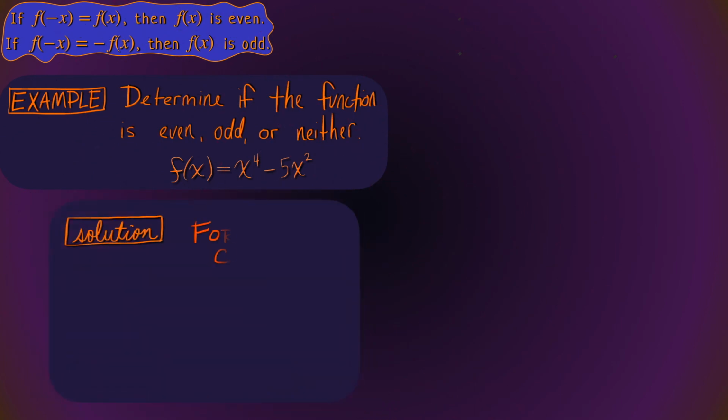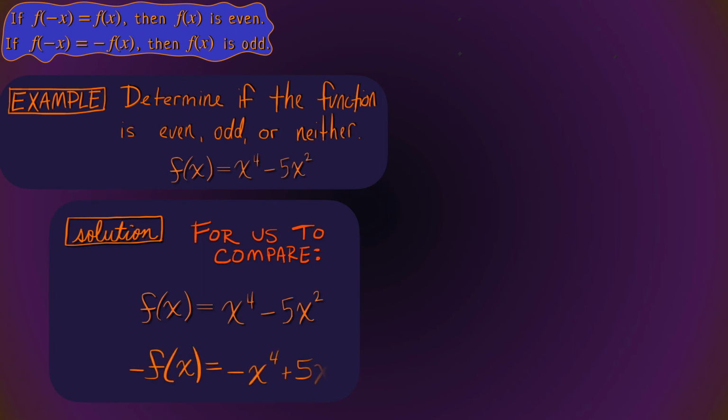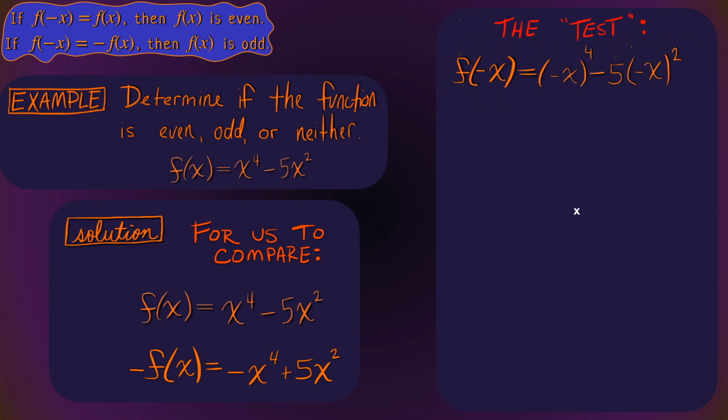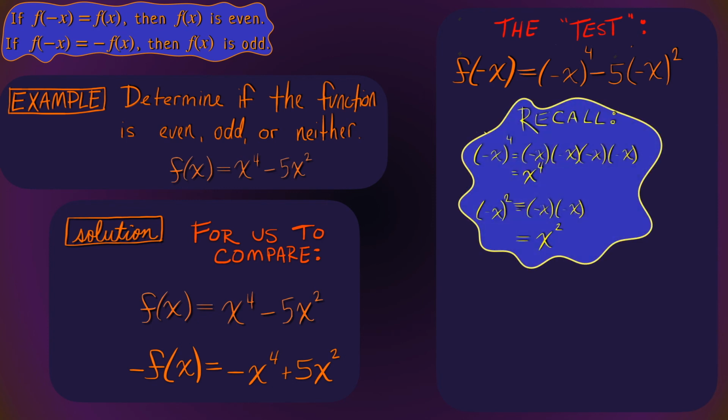So our solution: f of x and negative f of x are both written there. So now for the test. f of negative x is the same thing as (negative x) to the 4 minus 5 times (negative x) to the 2. Now remember that we have double negatives there. So those negatives for (negative x) to the 4 and (negative x) squared are both going to disappear. So this thing really evaluates to x to the 4 minus 5x squared, which is f.